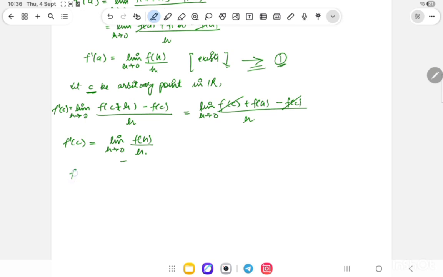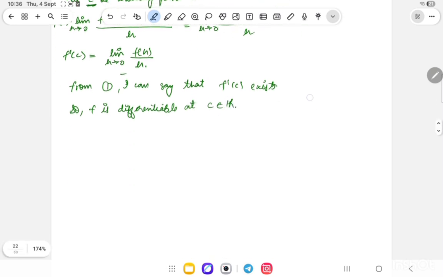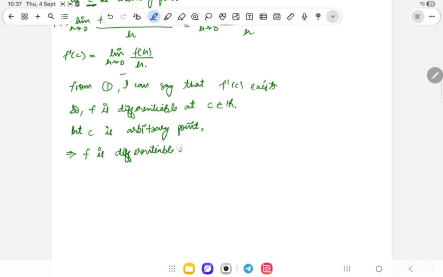So from 1, I can say that f dash c exists. So my function f is differentiable at c in R. But I have assumed that c is any arbitrary point. So from here I can say that f is differentiable on whole R.